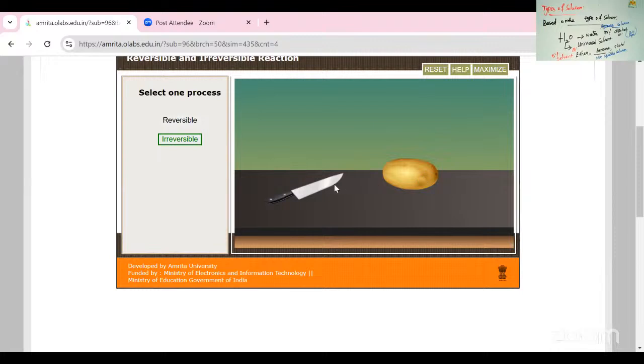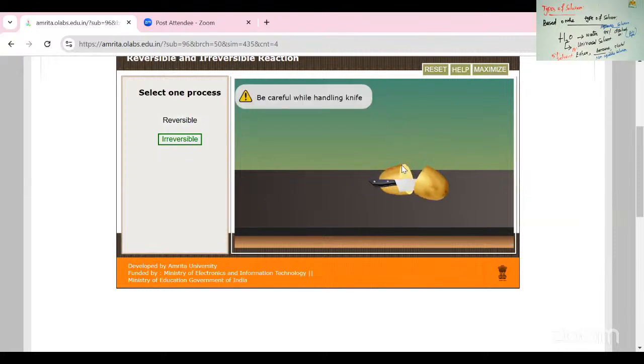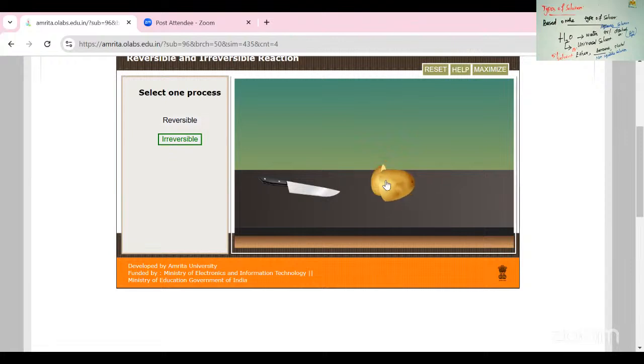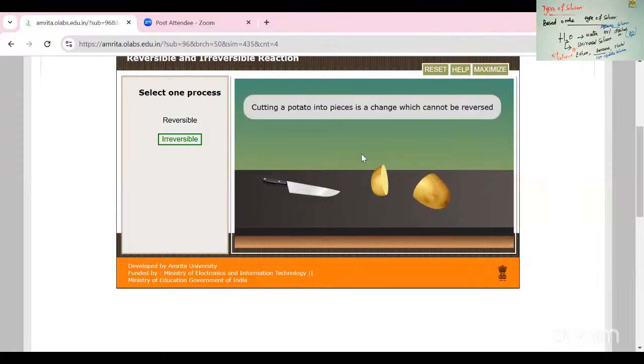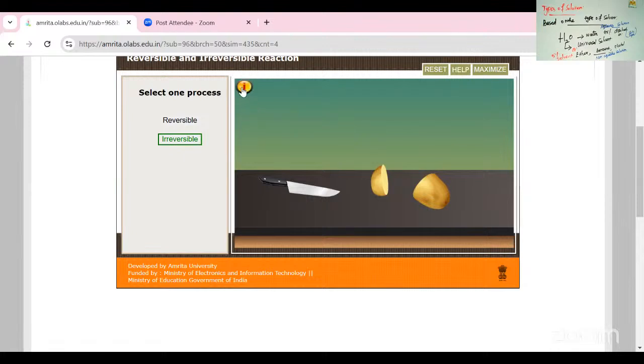This is a knife and this is a potato. Now I'm going to cut the potato. Yes, one potato is cut into two pieces. When I want to join this potato, it is not possible. So this action is called an irreversible reaction. Cutting a potato into pieces is a change which cannot be reversed.